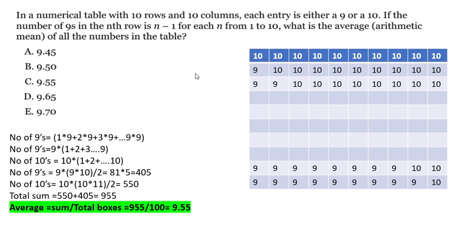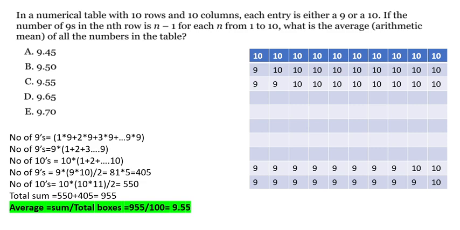Similarly, for the number of tens, the first row has 10 tens and the last row has one 10. So you will have the number of tens equal to 10 into 1 plus 10 into 2 up to 10 into 10. If I take 10 common outside, it will be 10 into 1 plus 2 plus 3 up to 10, which is again an arithmetic progression. So we know that when there is 1 plus 2 up to n, then n into n plus 1 by 2 would be the sum of all the digits in that sequence.